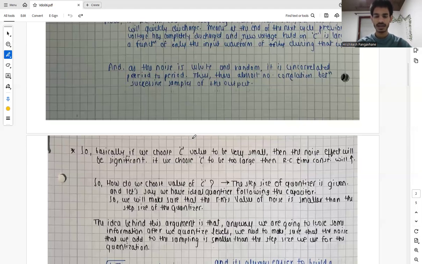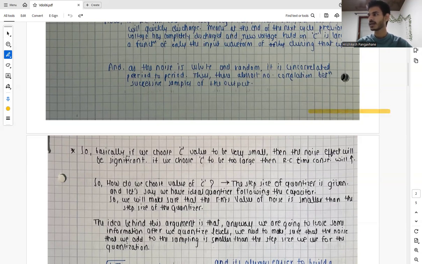Yesterday I shared the picture of going from sampled time to quantized amplitude. So that means there is a step size of the quantizer, right? The step size of the quantizer is already given, and let's say we have an ideal quantizer following the capacitor. So after the sampler, we have the quantizer for amplitude quantization. We will make sure that the RMS value, or the root mean squared value, of noise is smaller than the step size of the quantizer itself.